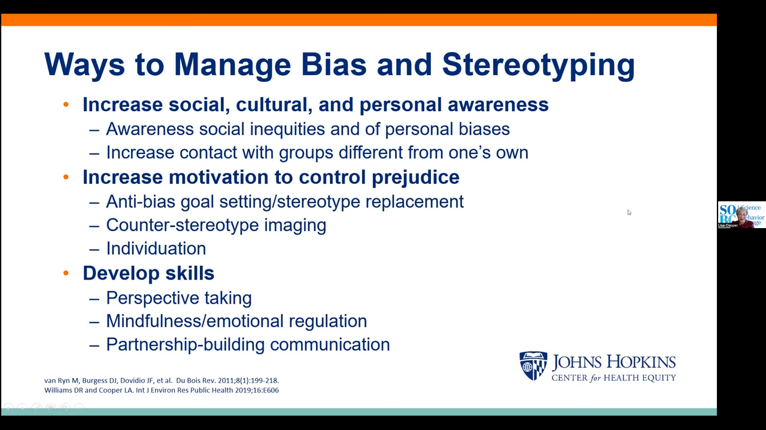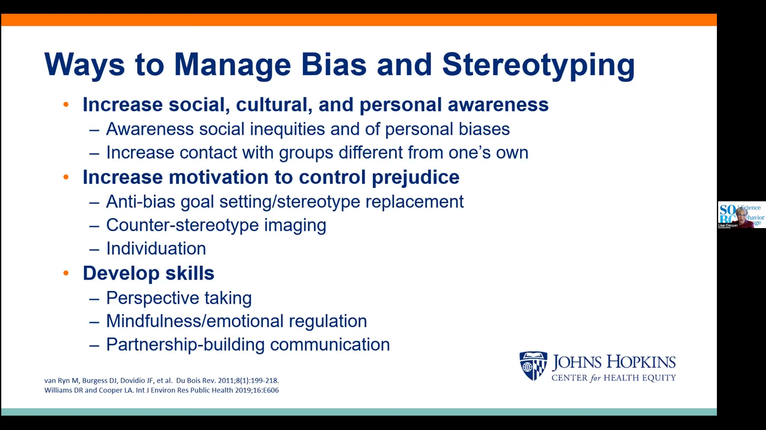So doing that along with increasing contacts with people from different groups, increasing motivation among clinicians and other health professionals to control their prejudice, so they might actually set specific anti-bias goals, or engage in what we call stereotype replacement. So basically thinking about someone who doesn't fit the stereotype that you think about a particular group, that's actually counter-stereotype imaging. Stereotype replacement is basically noticing what you're observing about someone and also noting in what ways they contradict what you might have assumed about them. Individuation, again, is getting to know people as individuals and really thinking about what makes them unique.